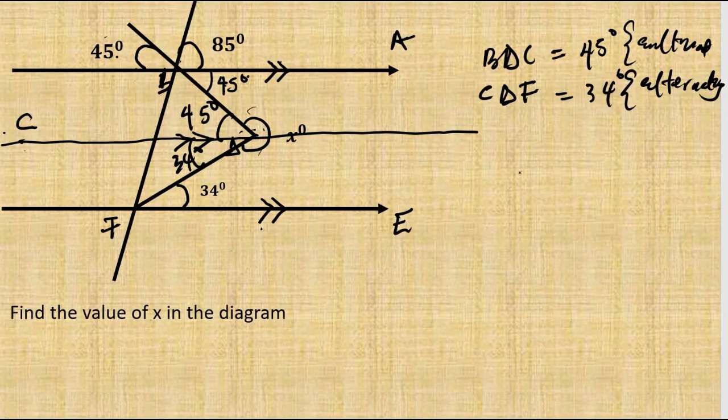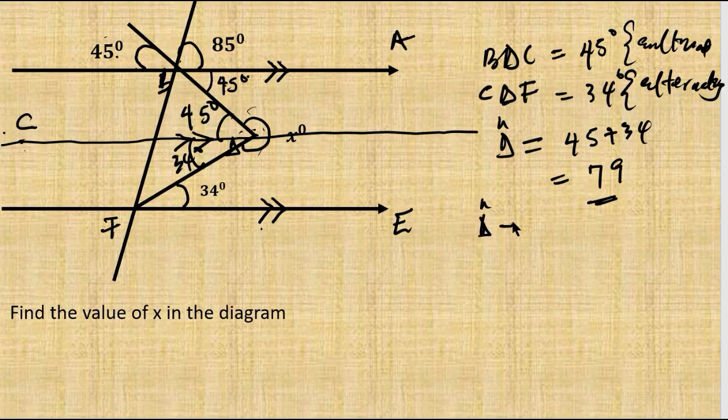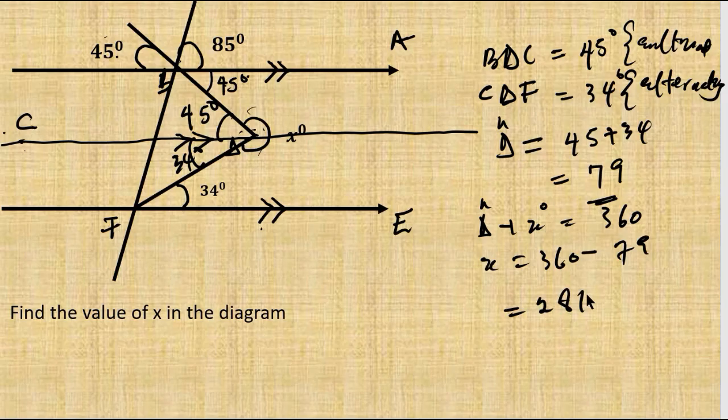If you look at this and the M theorem, you see that in both ways we've defined this angle here. So the angle at D will automatically be equal to 45 plus 34, which is equal to 79. The angle at D plus my x degrees is equal to 360. So x once again is equal to 360 minus 79, which is equal to 281 degrees.